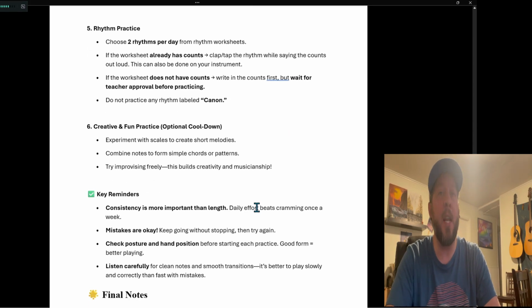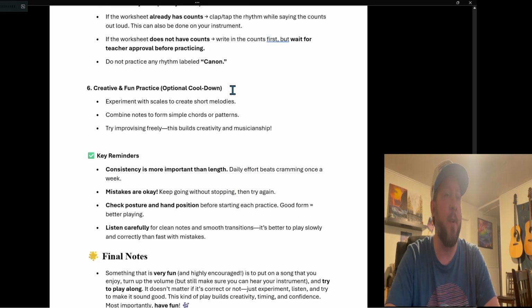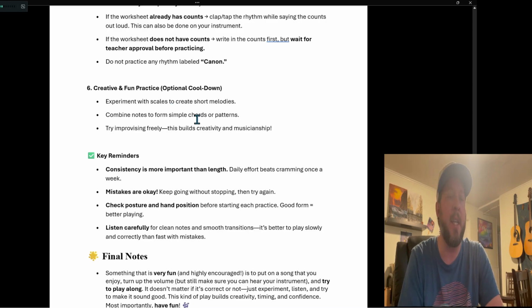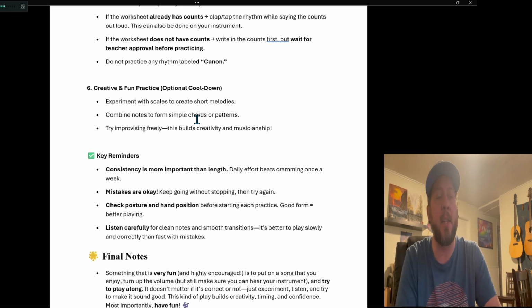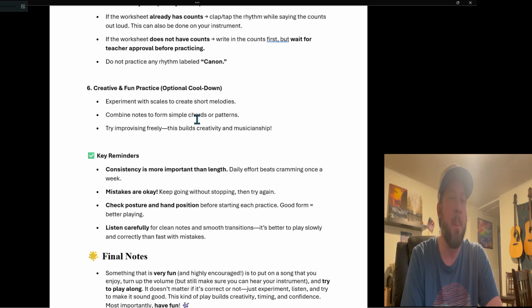Next up here on our daily practice routine is just going to be a creative and fun practice, an optional cool down. You're going to be experimenting with those scales just to create short melodies. You're going to combine notes out of the scale to form simple chords or patterns. And then, of course, just try improvising freely amongst these scales and chords. This is going to build up creativity and musicianship. Highly recommended, for sure.